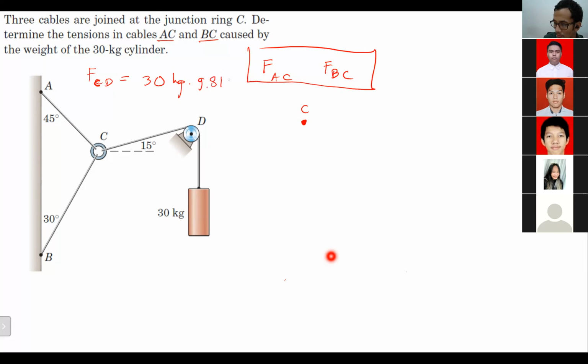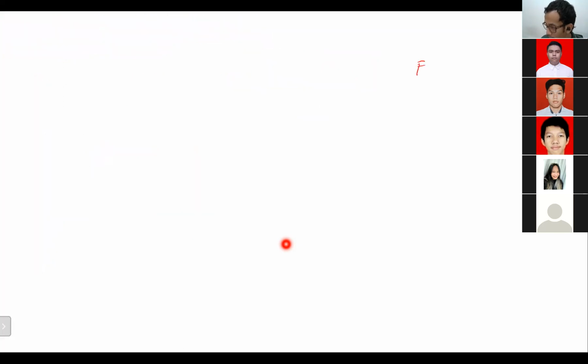It's better for you to always use 9.81. Okay. So the result is quite close to 300 newtons, right? Yes. Okay, and we know the value of F already. FAC and FBC are not yet known. So then I'll cross this out and I will draw the graph here.